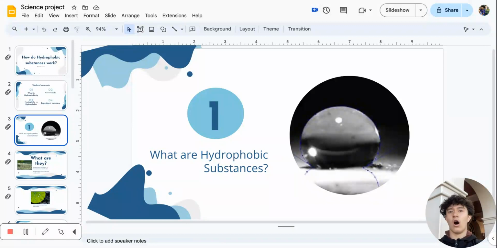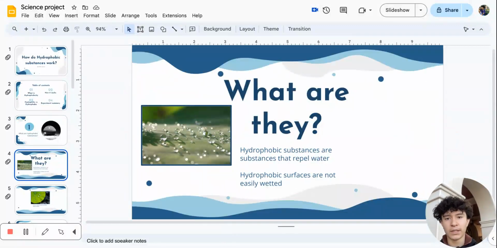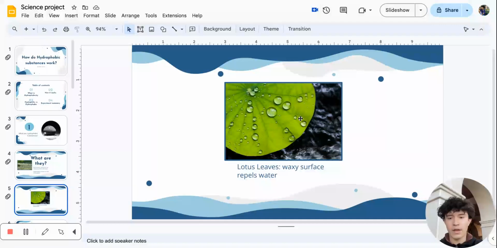So first of all, what are hydrophobic substances? Hydrophobic substances are pretty much just substances that repel water, and hydrophilic surfaces can be wetted easily. So if you look right here, there's a picture. A good example of a hydrophobic substance would be a lotus leaf, because lotus leaves are really good at repelling water, but that's mainly because of the waxy surface that they have that just repels the H2O, the water.